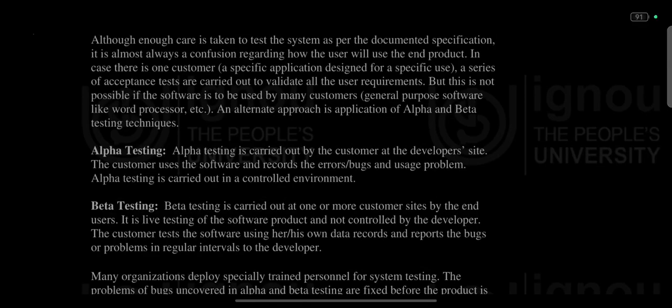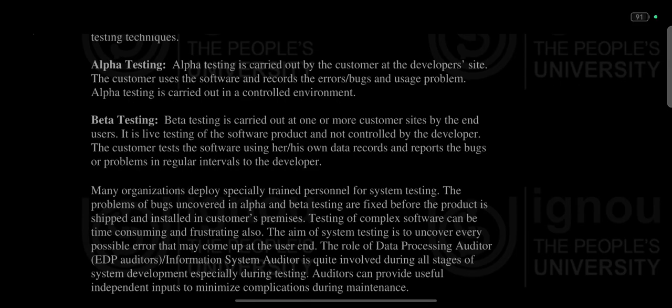Alpha testing is carried out by the customer at the developer's site. The customer uses the software and records the errors, bugs and usage problems. Alpha testing is carried out in a controlled environment.